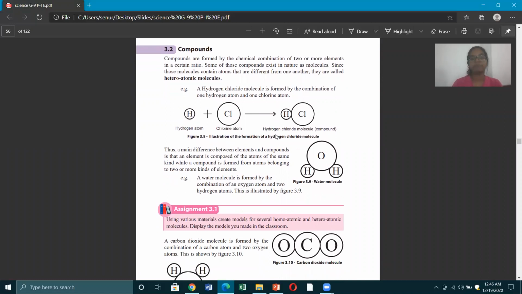Today we're going to continue from the second part, which is compounds. Compounds are formed by the chemical combination of two or more elements in a certain ratio. Children, if you can, highlight that part because that is really important. What are compounds? Compounds mean two or more elements getting together chemically in a certain ratio.